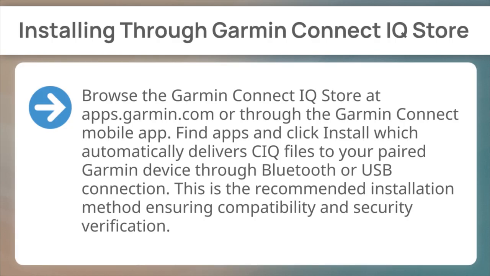Browse the Garmin Connect IQ Store at apps.garmin.com or through the Garmin Connect mobile app. Find Apps and click Install, which automatically delivers CIQ files to your paired Garmin device through Bluetooth or USB connection. This is the recommended installation method, ensuring compatibility and security verification.